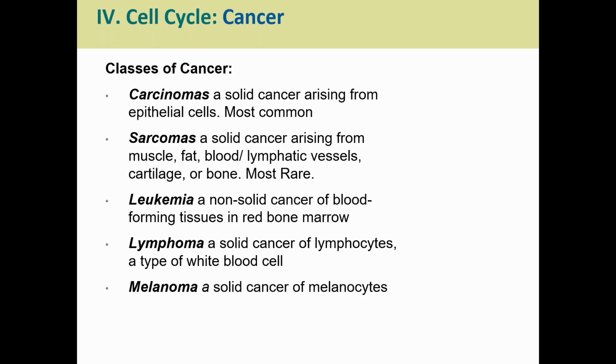Now, depending on the tissue affected by cancer, we have different names. We have carcinomas. These are going to come from epithelial cells, and they're very common, especially in the skin, like basal cell carcinoma. We have sarcomas. This is a cancer that comes from muscle, fat, blood, lymphatic vessels, cartilage, or bone. These are not very common at all. And then leukemia. Leukemia is going to be in the red bone marrow, so it's a cancer of the tissues that form your blood cells.